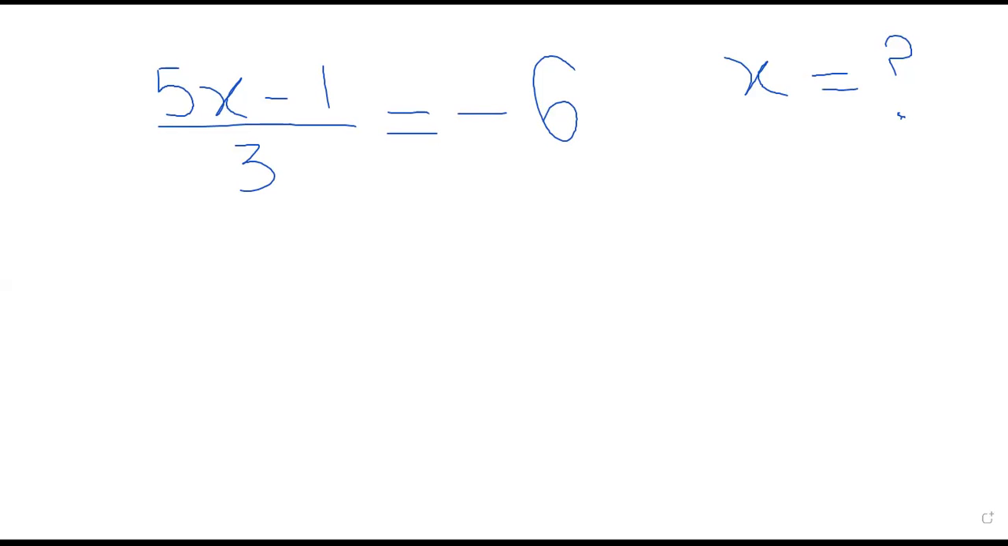This 3 will go on the other side. And then is that equal to, oh, it's -6. I just copied that down wrong. Okay. So pretty much what I did is multiply both sides by 3, simplify, add 1 to both sides, simplify to get -17. Divide both sides by 5, and it's -17 over 5.